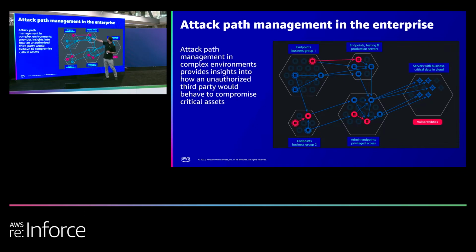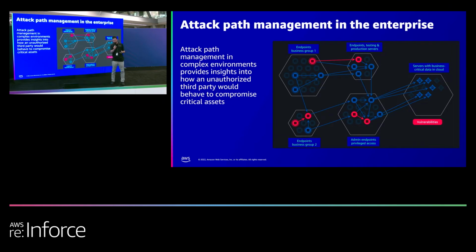Some of them might be vulnerabilities that I have, maybe I know them from my vulnerability management solution. But a key thing to remember is: is this vulnerability actually exploitable on that machine, and can you actually pivot from that place to another place? Now, some of those would be chained up and would be credential management problems.